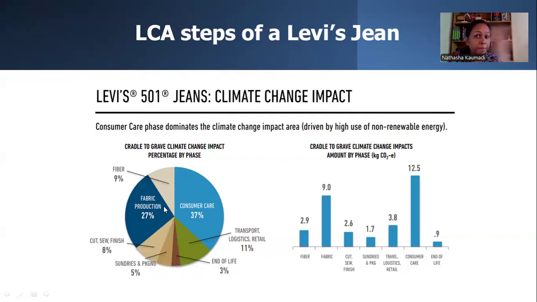But when it comes to fabric production also, there's a considerable percentage, 27%, right? What about logistics and transport? Again, when the vehicles are moving, when the vehicles are going to be there with the distribution, 11% of climate change impact. So as you can see, as percentages, consumer care is the highest, and then the fabric is the second highest.